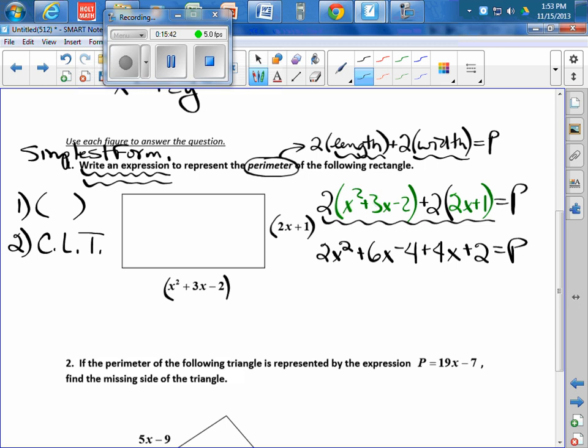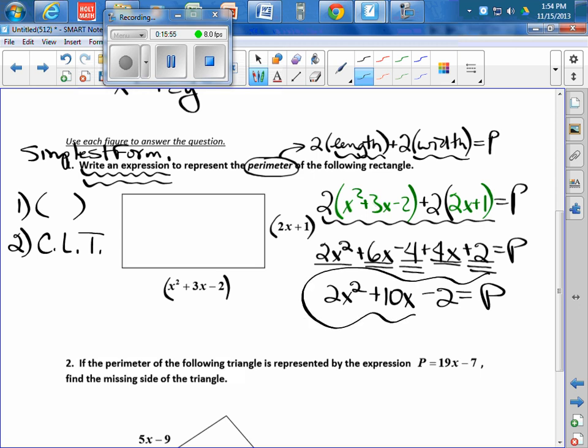Now I go through and combine my like terms. Well, I only have a 2x squared. 6x plus 4x is plus 10x. Negative 4 plus 2, negative 2. And there's your expression for the perimeter.